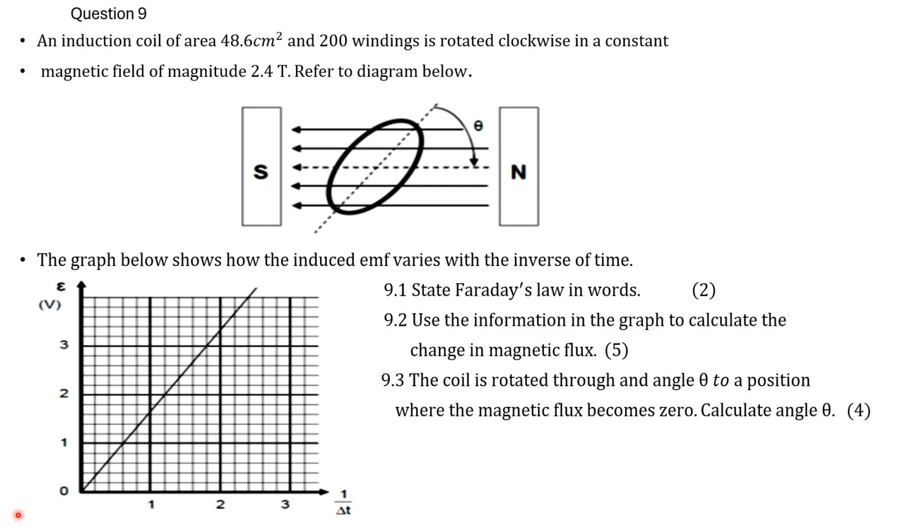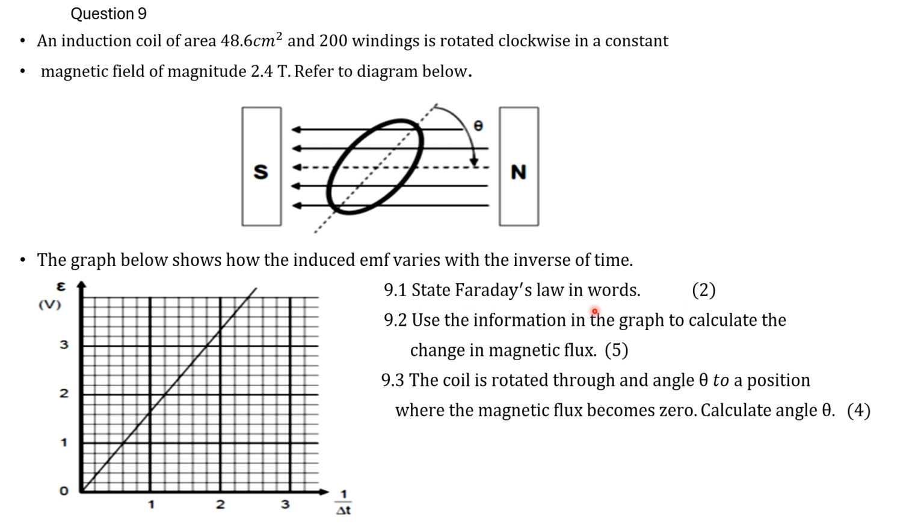Right, now they say the graph below shows how the induced EMF varies with the inverse of time. So at 0 seconds we had 0 EMF or induced EMF. At 1 we were somewhere there, let's see, 1.2, 1.4, 1.6. At 2, at 3, etc. Right, so the graph shows how when time went on, or 1 over change in time, the voltage increased.